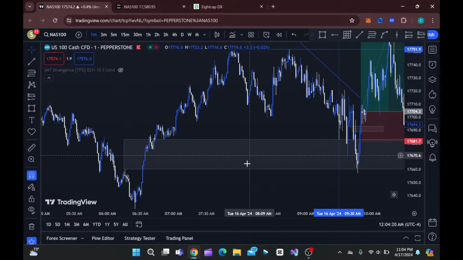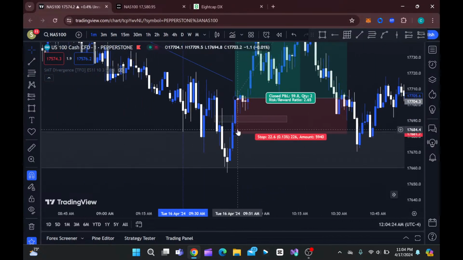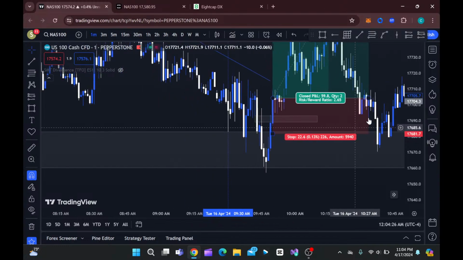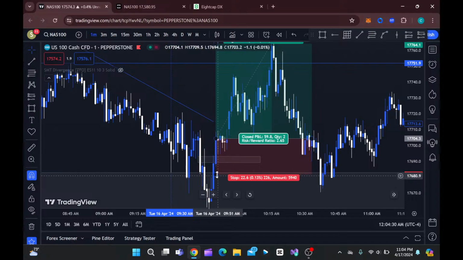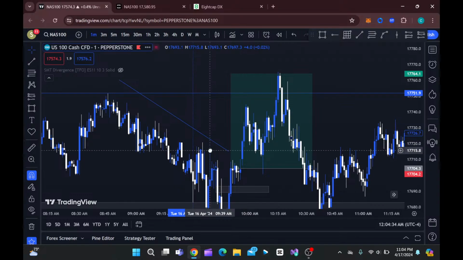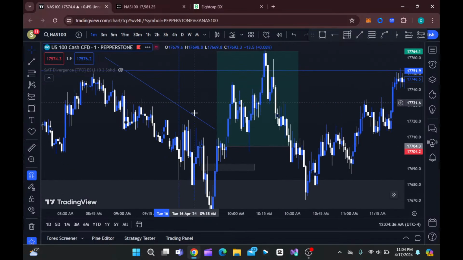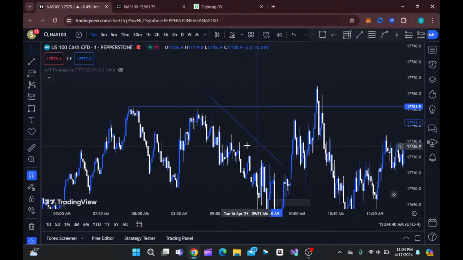So, yep, tapped into that gap right there. And then I waited for this to get disrespected. Once that happened, I took the trade. Boom. Went to the moon, baby. Took some profit somewhere in the middle of this, and then took the rest out up here. And yeah, good trade.